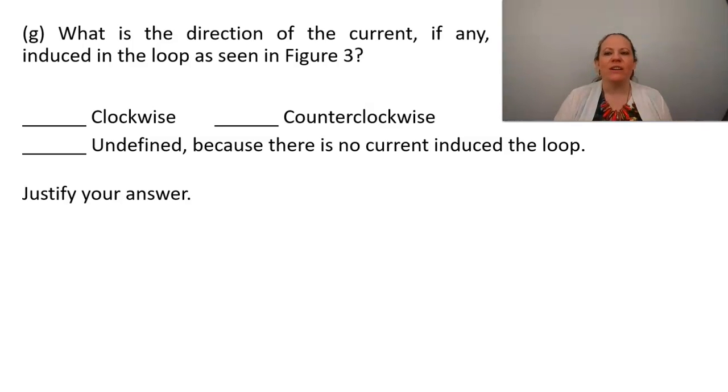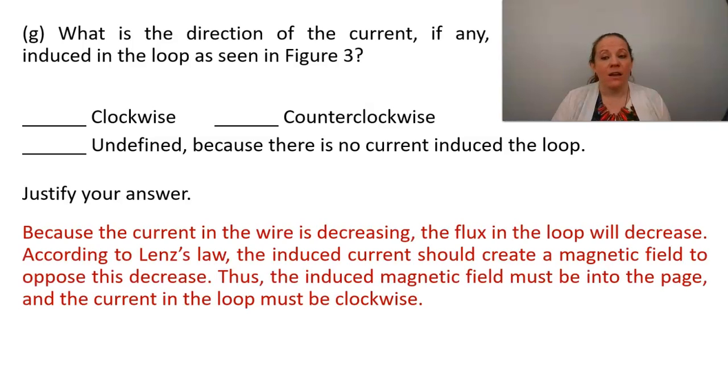What is the direction of the current, if any, induced in the loop as seen in figure 3? Clockwise, counterclockwise, undefined because there's no current induced in the loop. Justify your answer. So once again, we'll justify first. Because the current in the wire is decreasing, the flux in the loop will decrease. According to Lenz's law, the induced current should create a magnetic field to oppose this decrease. Thus, the induced magnetic field must be into the page, and the current in the loop must be clockwise. And we'll select clockwise.